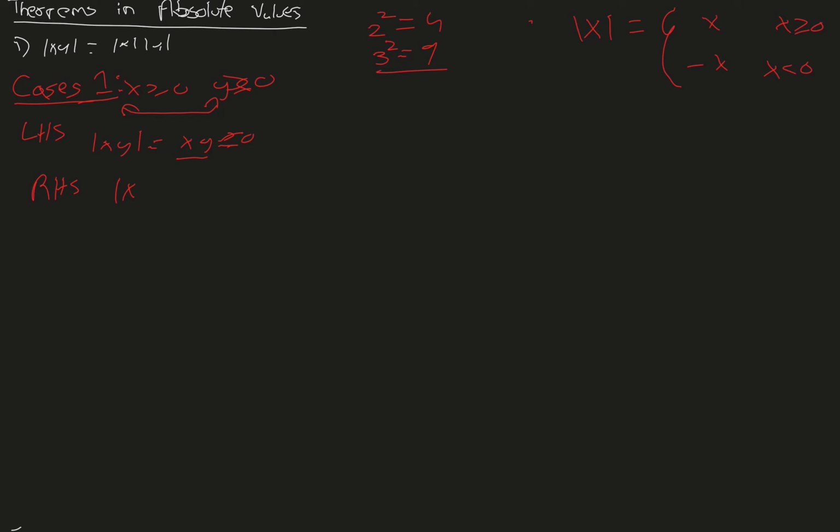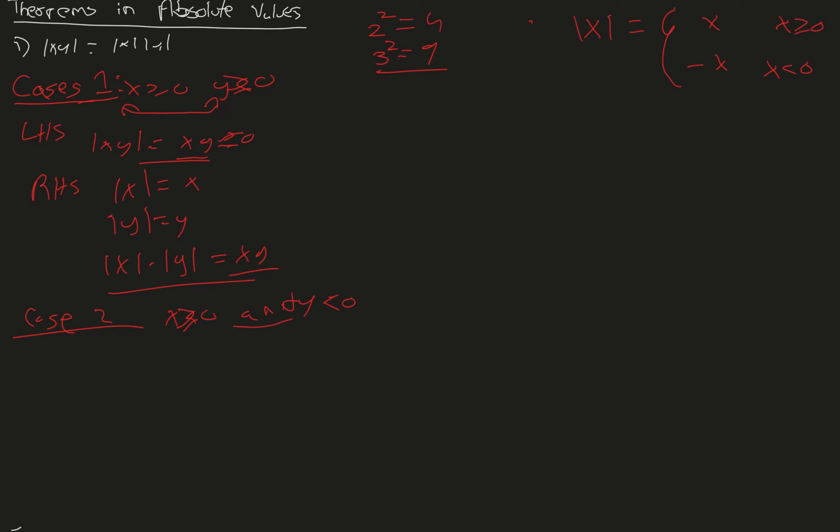So since xy is positive, you get the number itself, and since x is greater than or equal to 0, you get the modulus of x being x, the modulus of y being y, and multiplying the modulus of x times the modulus of y, which is the right hand side, you get xy. The left hand side is equal to the right hand side, and we're done with case 1. Now we have to prove case 2. Case 2 will be when x is greater than or equal to 0 and y is less than 0.